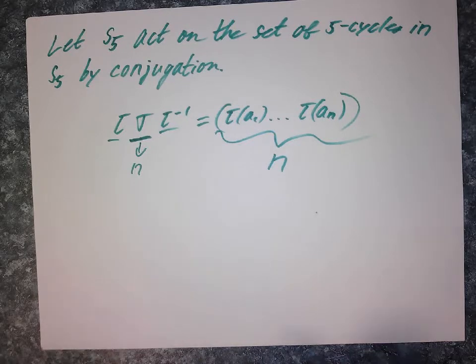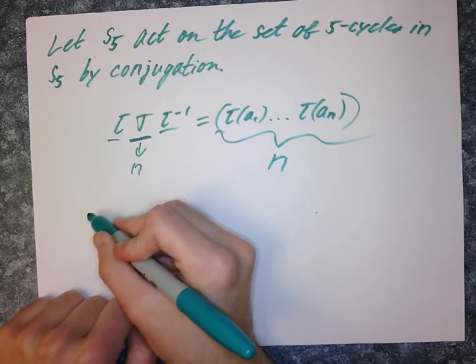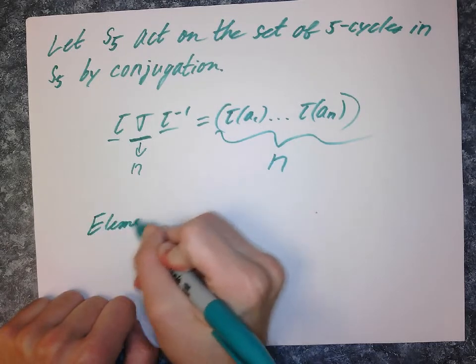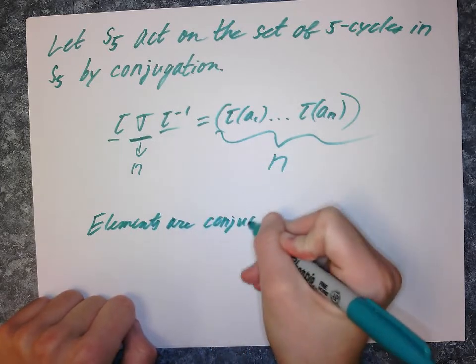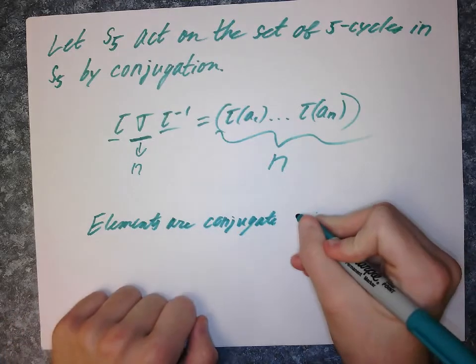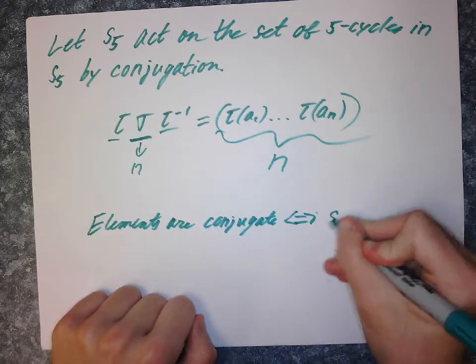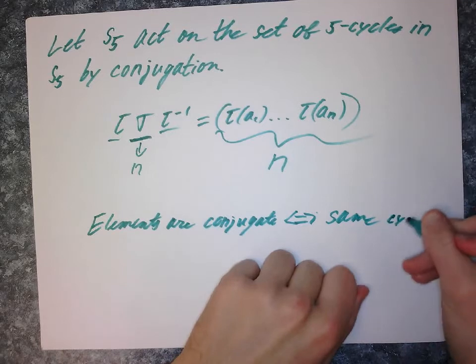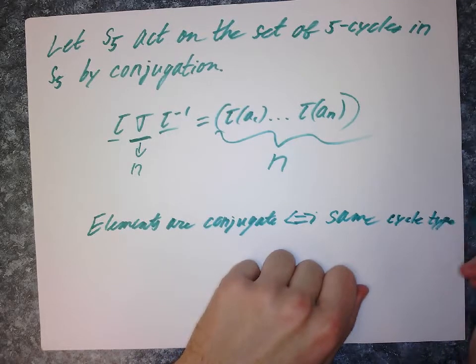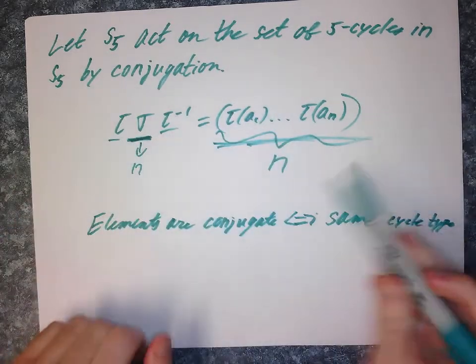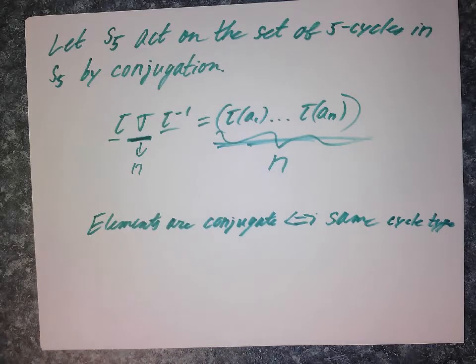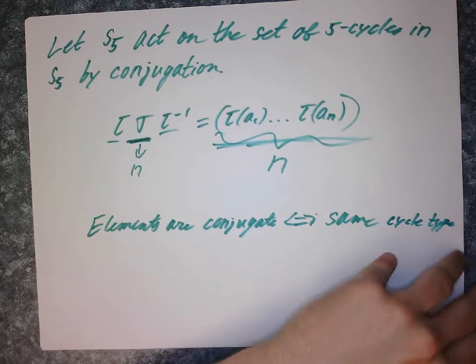Okay, another way of looking at this is that in S5, elements are conjugate to each other if and only if they're the same cycle type. So in order for this element to equal this element, which is what we wanted, they have to be the same cycle type. So again, this action works because of this conjugation rule. Hopefully that makes sense.